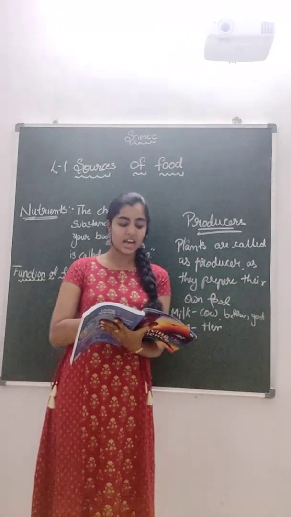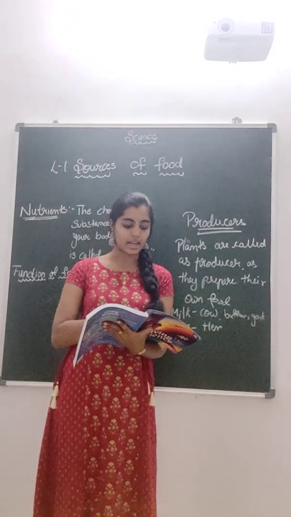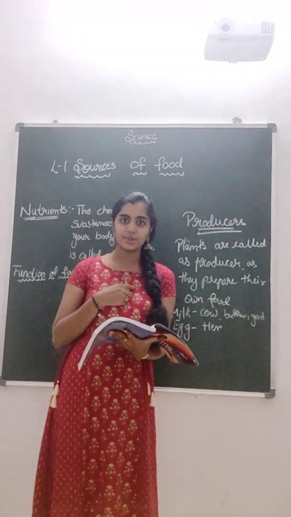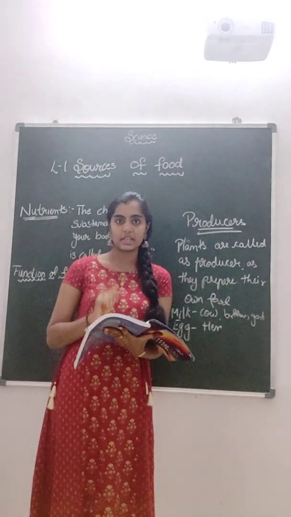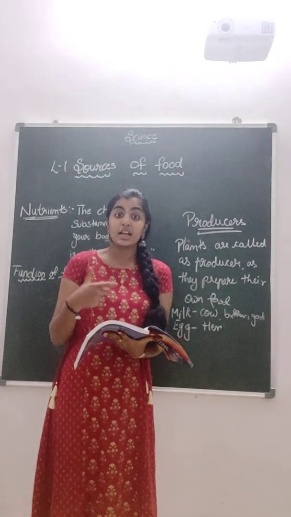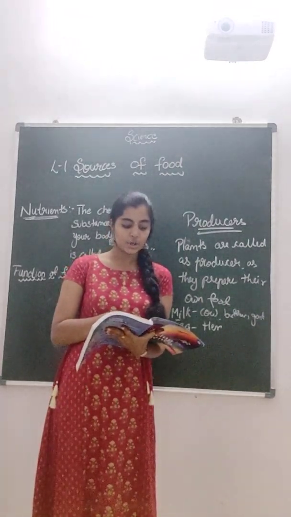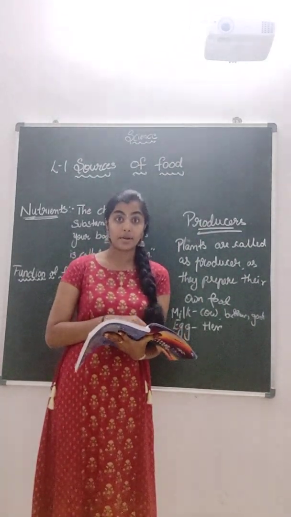Eggs we get from hen, duck and quail. Some of us love to eat chicken, some of us love to eat mutton, right? So this is called meat. Where do we get it from? We get it from hen, duck, goat, fish and crab.